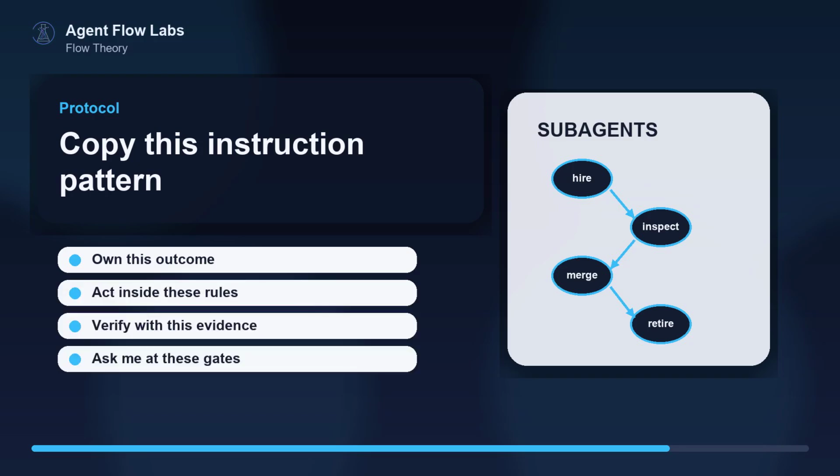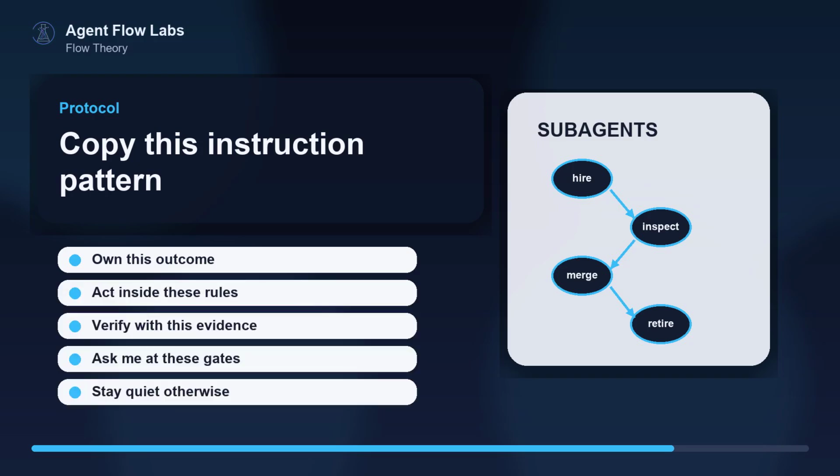Here is the practical pattern you can copy. Tell your agent, own this outcome. Act inside these rules. Track your state. Verify with this evidence. Ask me at these gates. Stay quiet unless the threshold is met. Then give examples. If it is reversible and local, act. If it is public or destructive, ask. If evidence is missing, inspect. If the state is unchanged, stay quiet. If the result is ready, bring me the artifact and the proof.